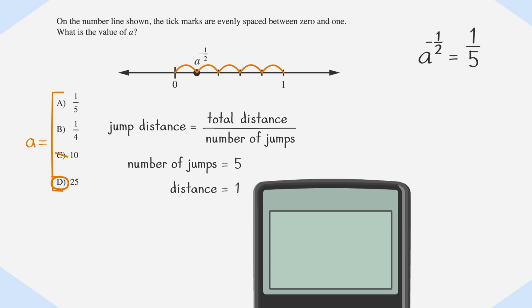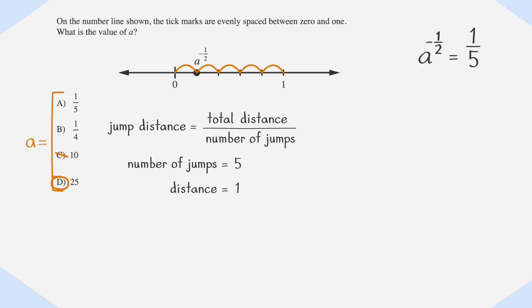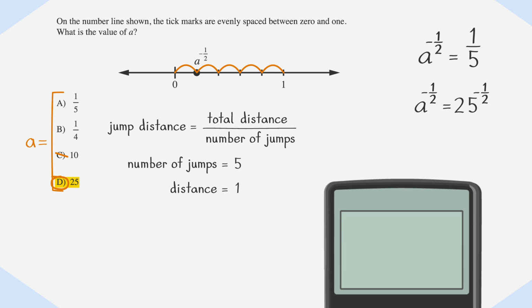If it wasn't clear to you that a needs to be bigger, don't worry. And don't waste time trying to figure that out. Plug in another number. If you plugged in choice B, you would quickly see that you were moving in the wrong direction. Let's try a larger value for a. Let's plug answer choice D, 25, in for a. If we plug in a equals 25, we get that 25 to the negative 1/2 equals 0.2, or 1/5. Bingo! You can circle answer choice D, 25.